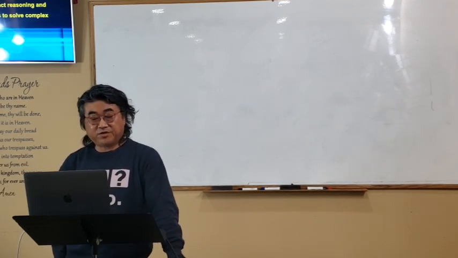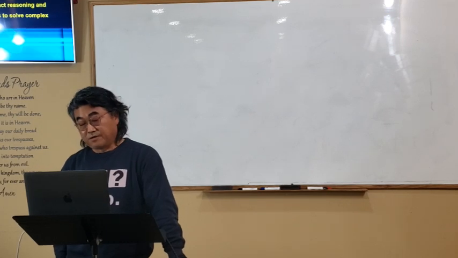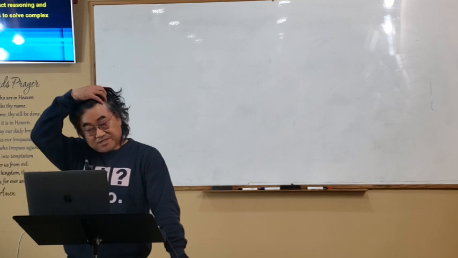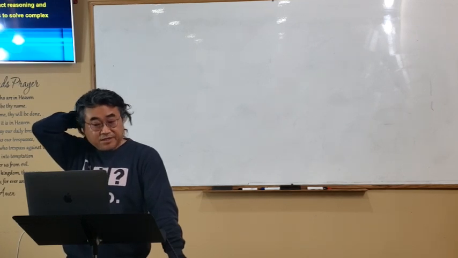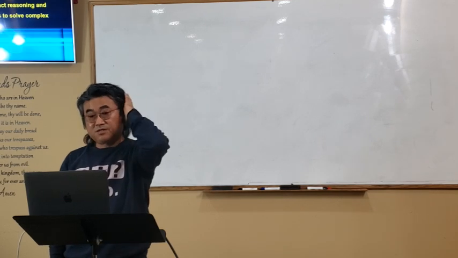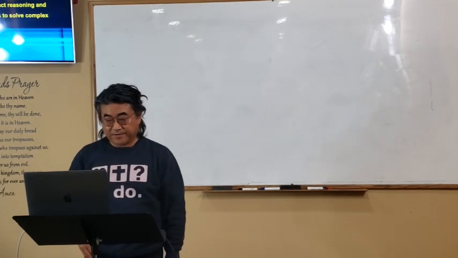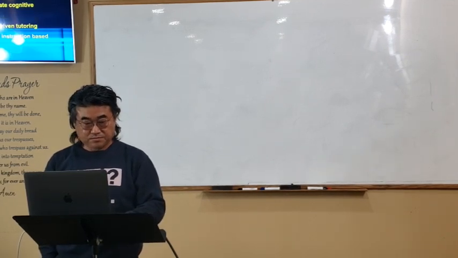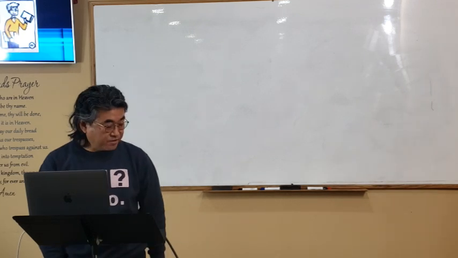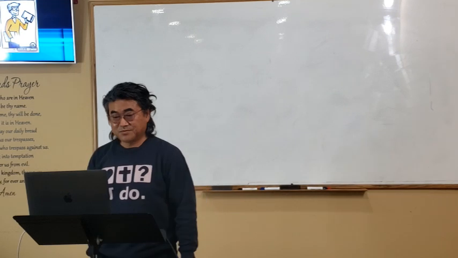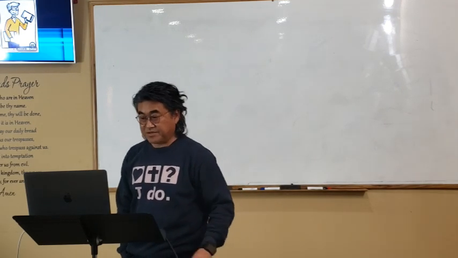The last stage, the fourth stage, is the formal operational stage, from 11 years and up. So abstract reasoning and hypothetical thinking develop, enabling individuals to solve complex problems and think scientifically. So let's watch a short video of Jean Piaget's 4 stages of cognitive development.